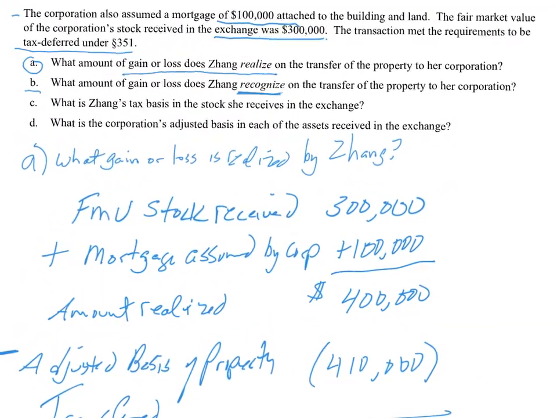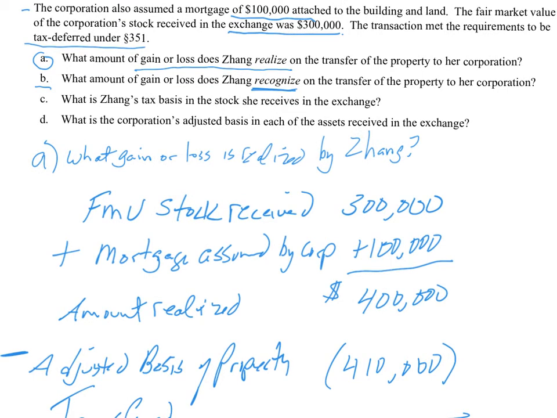Okay, so this video isn't getting too long yet, so let's try to get at least part C in here on the same video. And we should be able to get C and D, I think. And then we'll do the next part. So right now, let's look at C, okay? So C is asking about Zhang's tax basis in the stock she receives, okay?